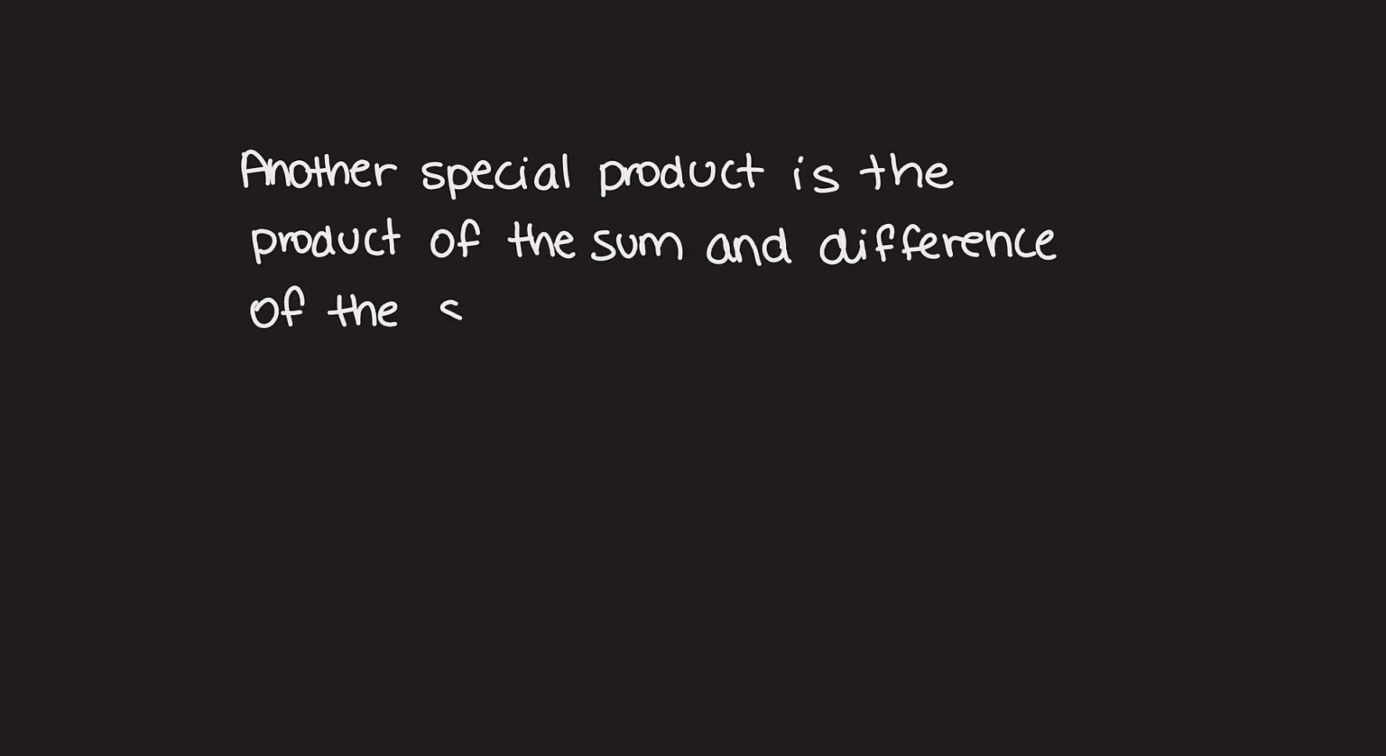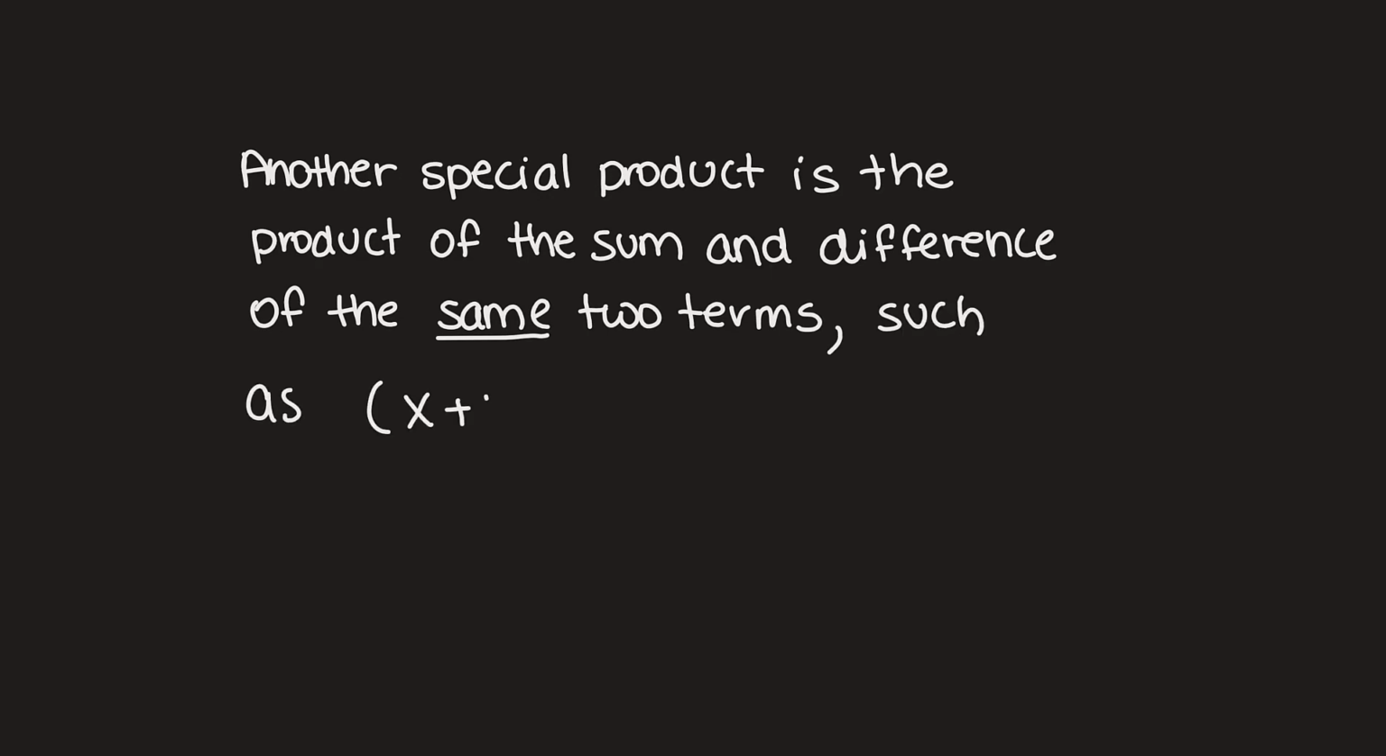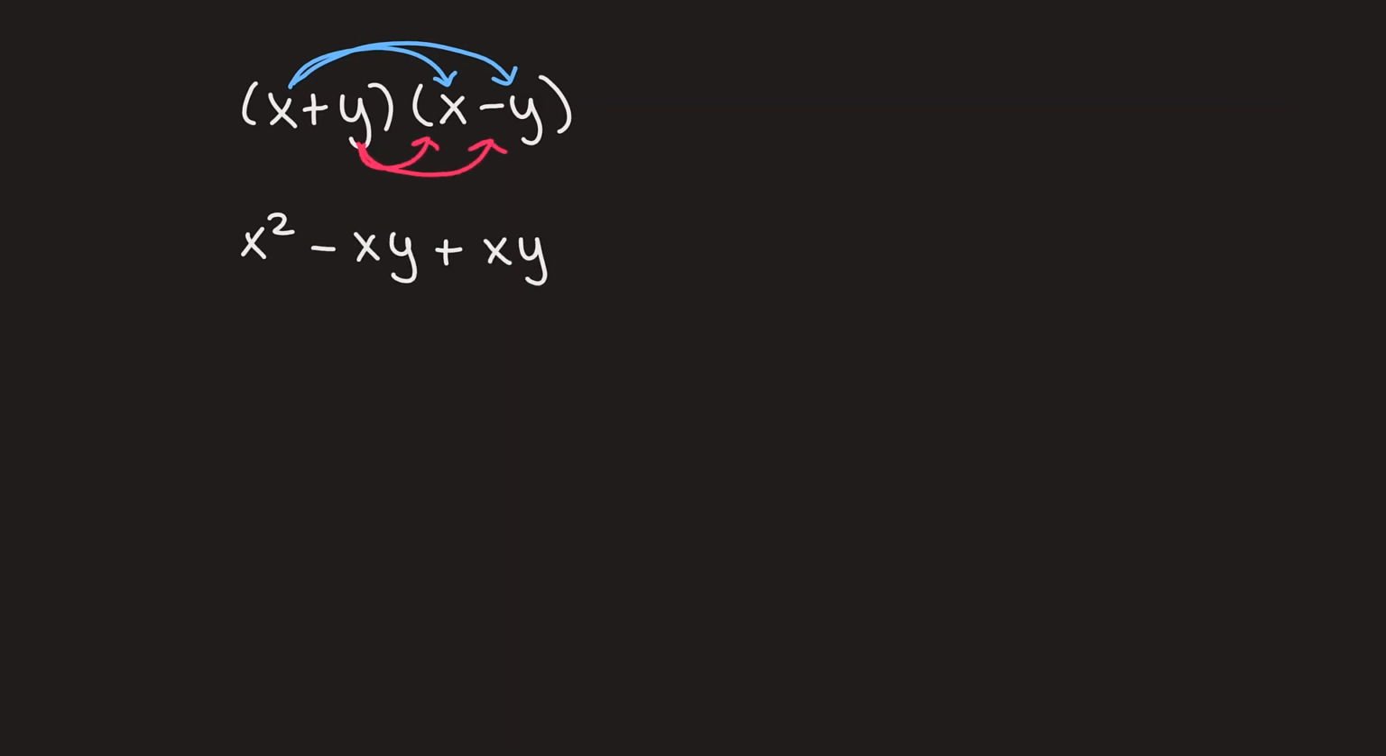Another special product is the product of the sum and difference of the same two terms, such as x plus y times x minus y. If we multiply this out, we get x squared minus xy plus xy minus y squared. The like terms in the middle actually cancel out, and we're left with x squared minus y squared. Notice that the two middle terms subtracted out, and only the difference of squares remains. This will actually be the pattern that arises when we multiply a sum and difference of the same term.